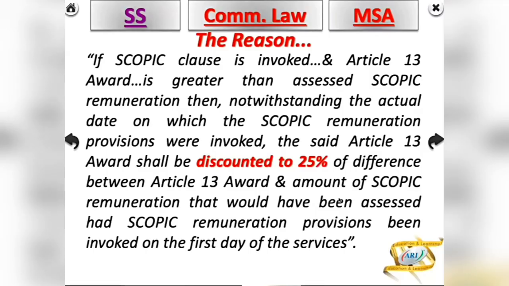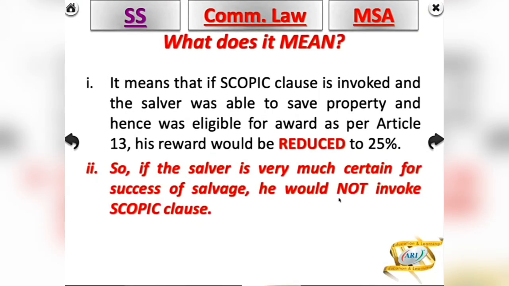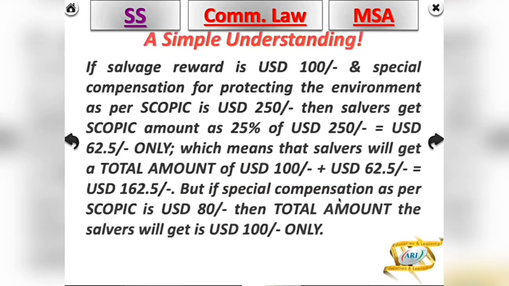ये मतलब ये है कि इट मीन्स दैट इफ SCOPIC brought into use was able to sell the property which meaning article 30 का कैलकुलेशन तो होगा ही hence eligible for article 30. Then compensation had been reduced to 25%. The salvage is very much sold for, जो अब उसका एग्जांपल यहाँ पे देखो नेक्स्ट में.